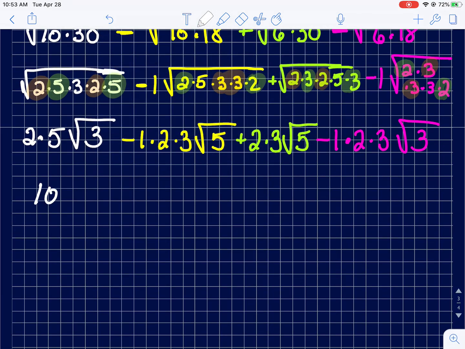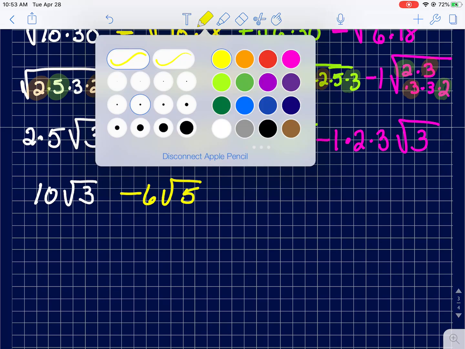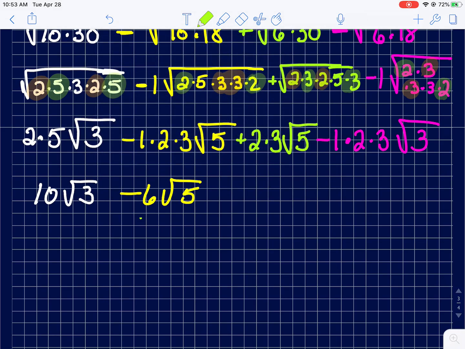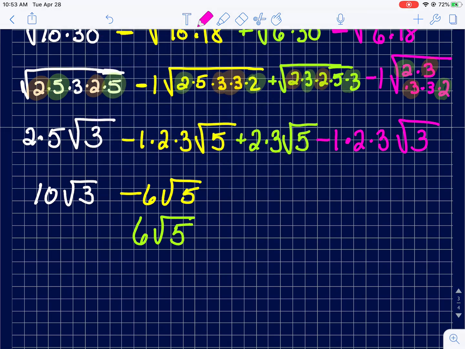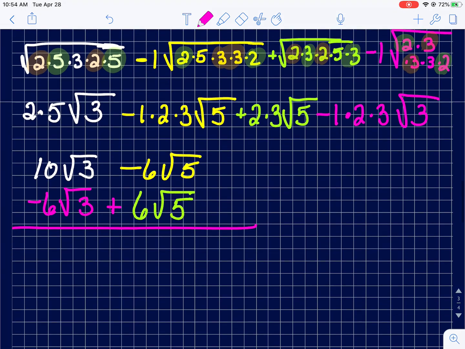So this is going to be 10 root 3. This is going to be negative 6 root 5. This next one is 6 root 5, so I can stack that under the root 5 because we can add those together. And then the last one, the pink one, can be negative 6 root 3. So we can stack that under the root 3, and then we can add these all together.